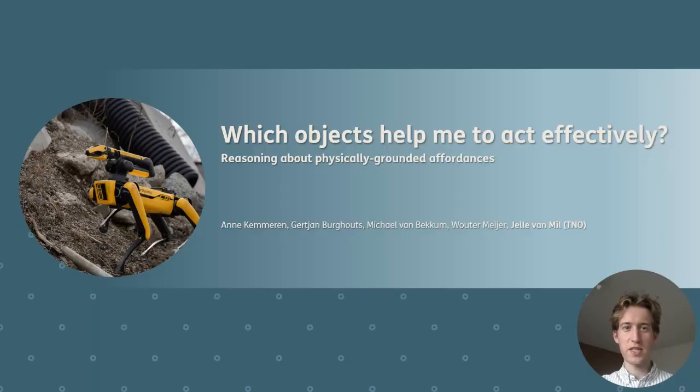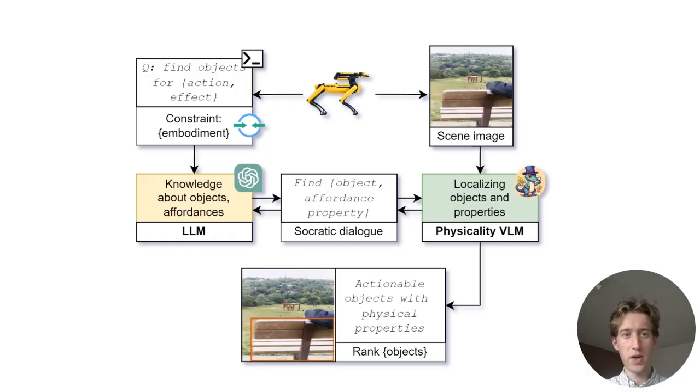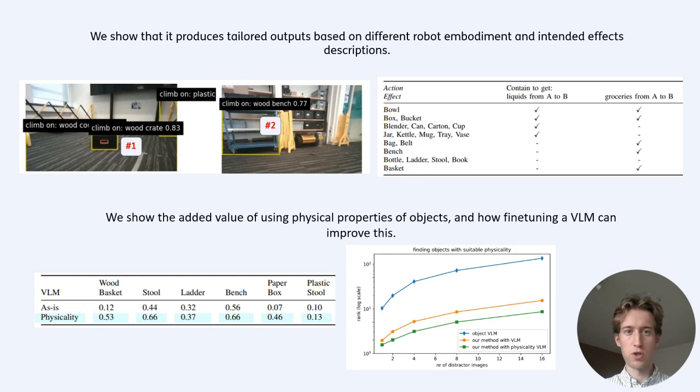For effective interactions in the open world, robots should understand how interactions with objects help them towards their goal. We developed a method for affordance detection, where action, object, and effect are all open vocabulary, leveraging a dialogue of foundation models. We show that it produces tailored outputs based on different robot embodiment types and intended effect descriptions. We show the added value of using physical properties of objects and how fine-tuning a VLM can improve on this.